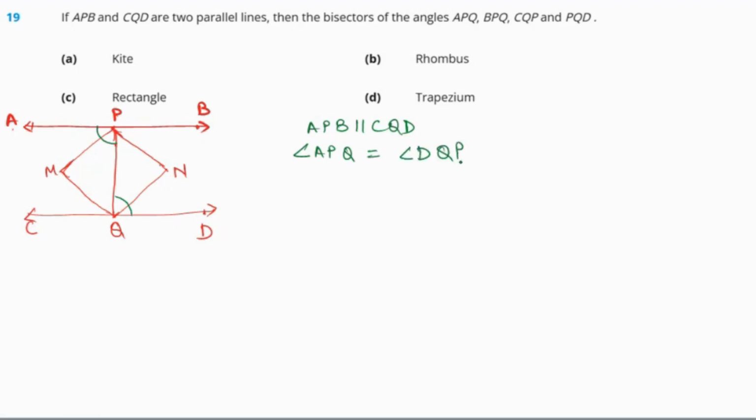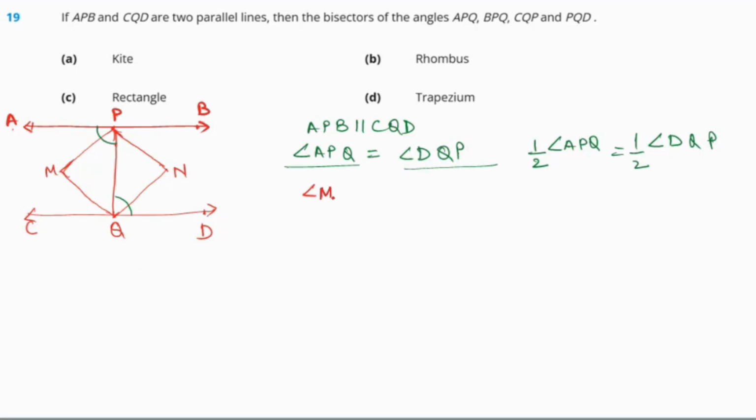Correct? These two angles need to be equal only. Angle APQ will be equal to angle PQD, or DQP, however we want to write them, because these two lines are parallel. If these two lines are parallel and we take half of them, so half of angle APQ and half of angle DQP, that also needs to be equal. Correct? And half of angle APQ is what? Half of angle APQ, we will be getting it as MPQ.